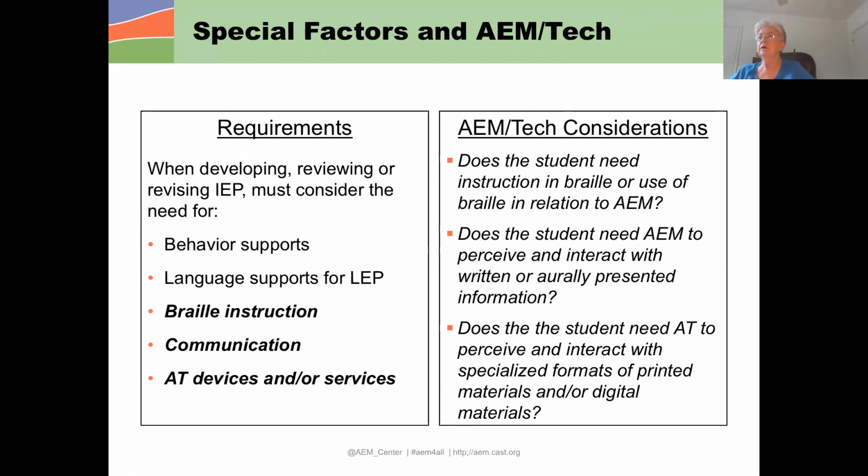So let's move on and look at the next area where you might consider AIM and accessible technology, and that's in the special factors. And I imagine everybody's familiar with the 5 special factors that are in IDEA that need to be considered in the development and revision of every IEP. And that includes the behavior supports, the language supports for limited English proficiency, the Braille instruction, communication, and the AT devices and/or services, of course, which is prominent to us.